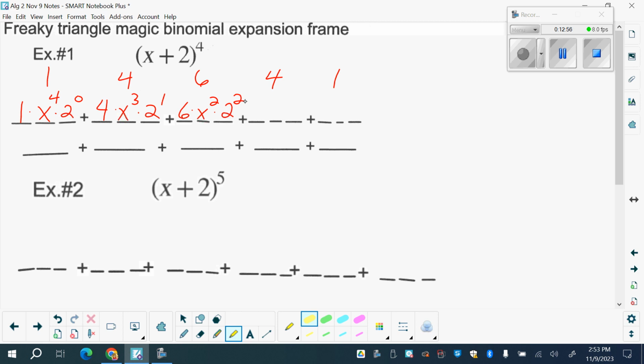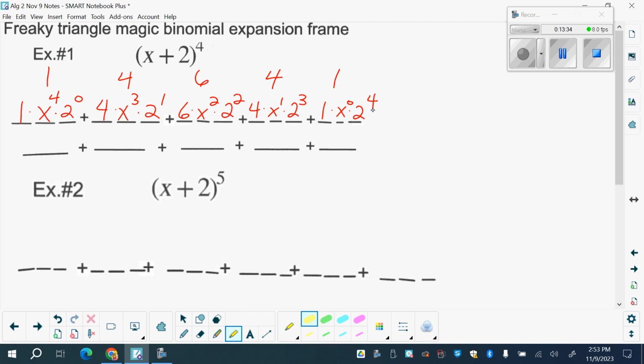My next one would be 4 times x to what exponent? 1 times 2 to the 3. And then my last one, 1 times x to the 0 times 2 to the 4th. Okay, we're going to simplify it in the next row, but let me know if you have a question at this time. Okay, hopefully you're seeing that pattern. Any questions? Okay, so now we're going to simplify it.